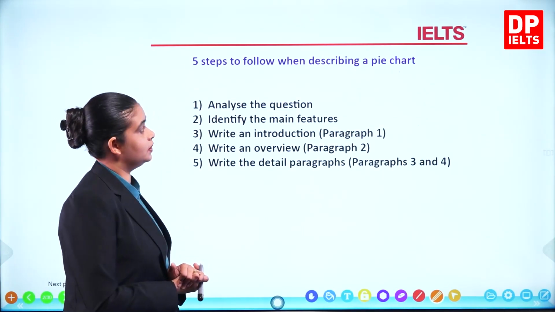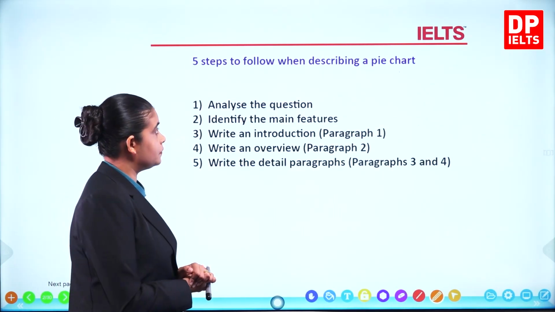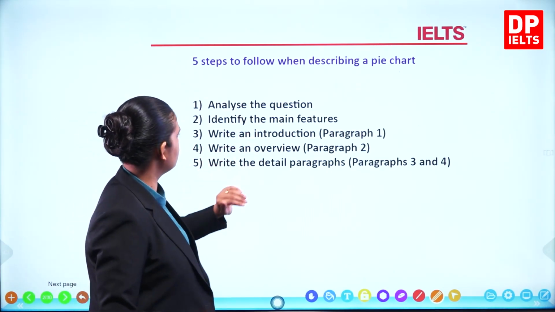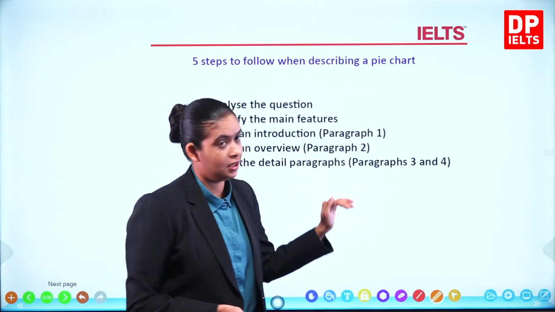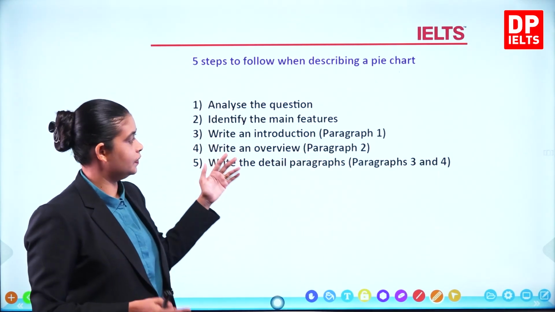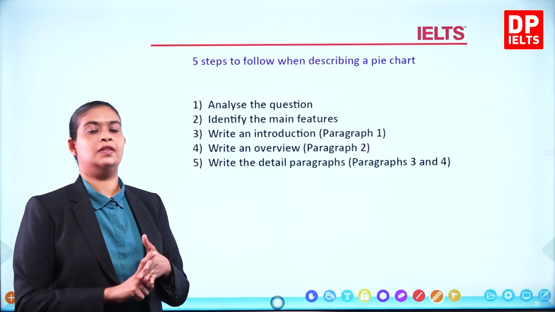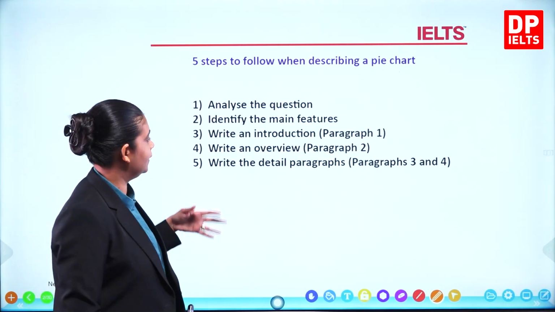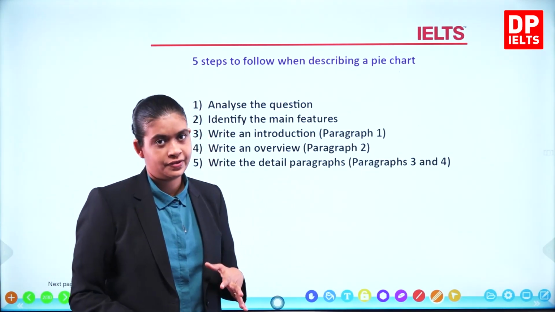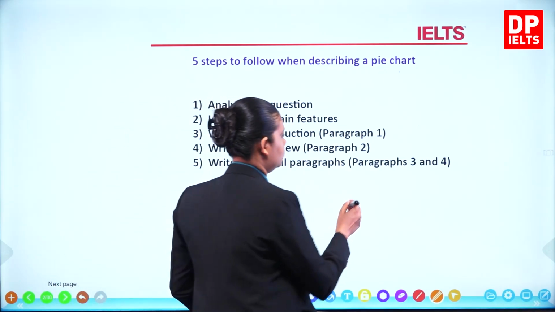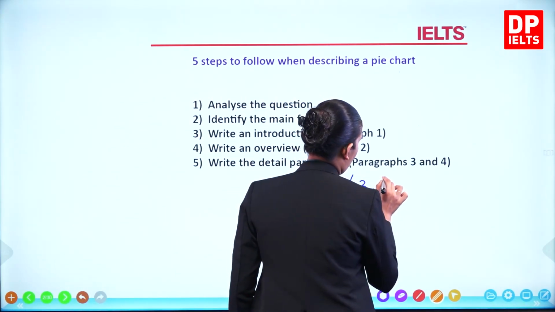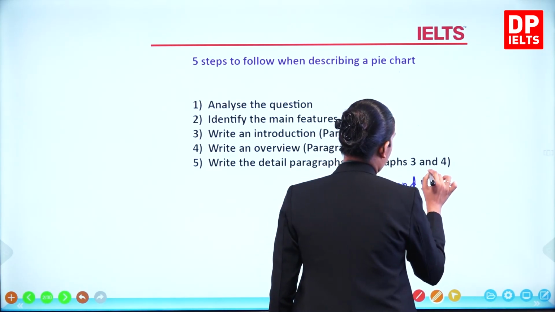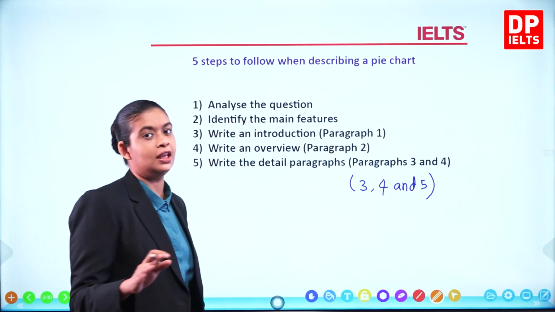So here as well, we've got our 5-step process, right? Analyze the question, identify the main features, write the introduction, then write the overall view, or you call it the overview, and then you write the detailed paragraphs. Again here, it could be 3, 4, and 5 if needed, right? It's not always a must, if needed.